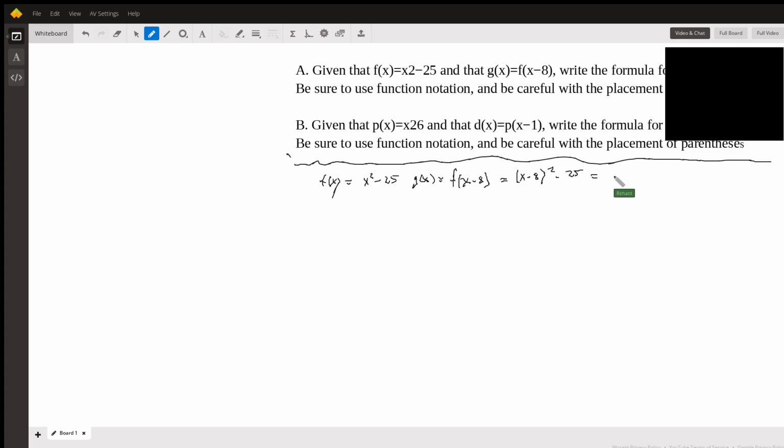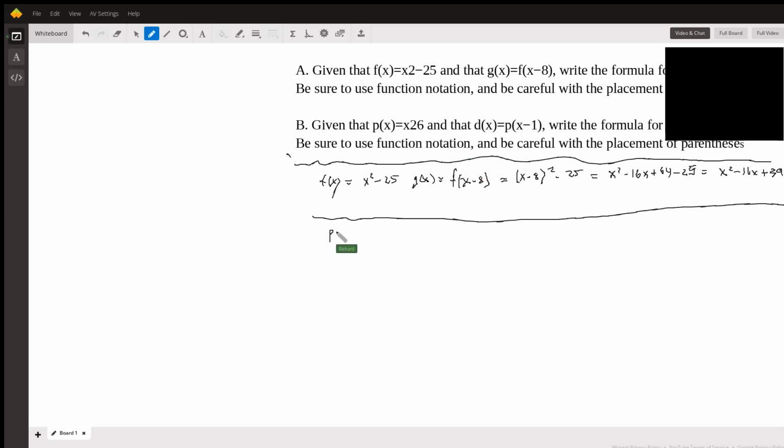So we can simplify this if we're in the mood to do that. You're going to get x squared minus 16x plus 64 minus 25. And then that's going to give you x squared minus 16x and 64 minus 25 is 39. That's all it is. I mean, can't get much simpler than this. All right, so let's do the other one.